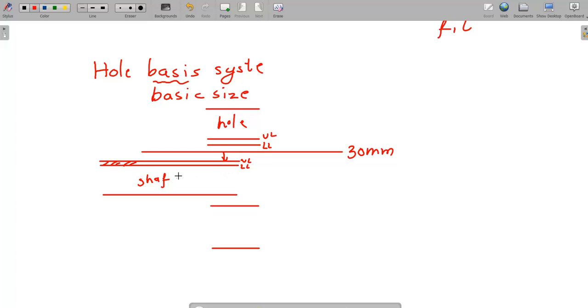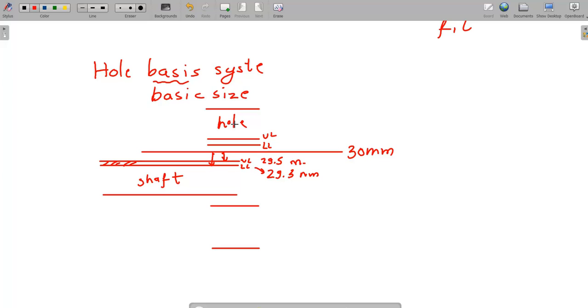Okay, so in case of shaft it can be around just 29.5. And the lower limit is 29.3 mm. So in this case we are deciding the upper limit and lower limit with respect to basic size. Okay, shaft, we have shown already. This is the lower limit and upper limit.